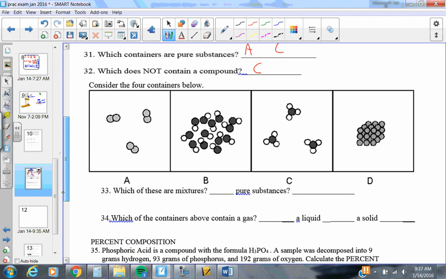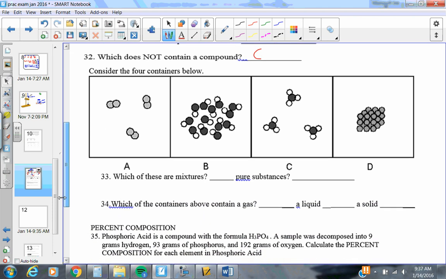Which of these ones are mixtures? I'm looking for two or more different kinds of things. It's tough. Looking at B, you can't quite tell which things are really touching, but none of these are mixtures. They are all a pure substance. Which contains a gas? Look for the ones where the particles aren't really touching. That would be A. That would be C.